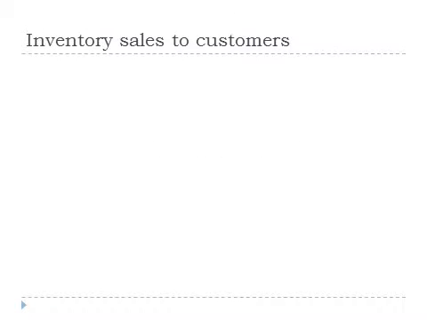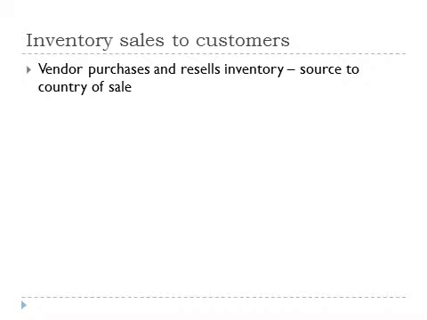Let's now turn to sales of inventory. The sourcing of receipts from inventory sales depends on whether the seller only purchases and sells the inventory or whether the seller both produces and sells the inventory. Where a vendor purchases and resells inventory, the source of the sale is the country where the sale takes place, which is ordinarily the place where the rights, title, and interest in the property are transferred to the buyer. For most inventory sales, this will be where the property is delivered.